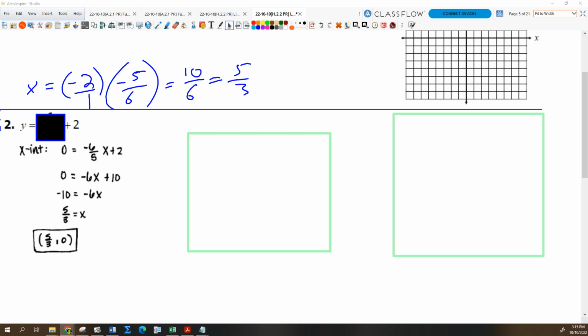So I get y equals 2. No big deal, right?